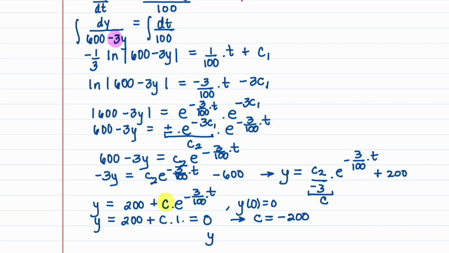And we can write our solution as y is equal to, let's see, they both have a 200. So I'll pull that out, and we have 1 minus e to the minus 3t over 100. And there's the solution to our differential equation. Now we also need to put units with this. y is the amount of salt, and the amount of salt is measured in pounds. So let's put pounds over here.